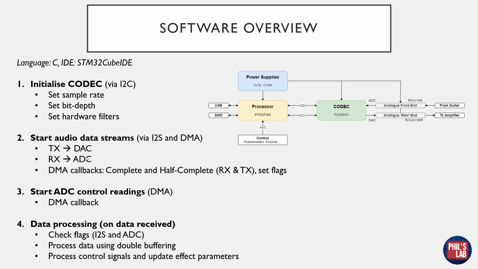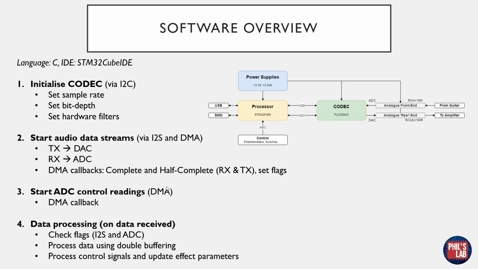Nicely, STM32 and the processor we're using has DMA callbacks. We can let this DMA gather data and send data in the background, and once this has been completed, we will get some callbacks essentially telling us, okay, it's done now and you can do some processing. And we get that for complete and half complete, so RX and TX, and then we can just set flags and we can read the flag somewhere else and then process our data.